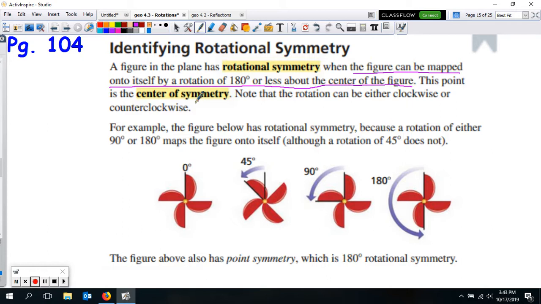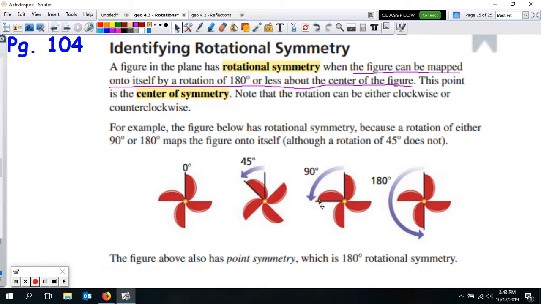And then this point is the center of symmetry. So the center of symmetry is the center of the figure. That's that point. And so we can see this little wheel here, this little pinwheel. Maybe you played with these when you were a kid, you used to blow them in the wind. But if you were to rotate it, does it have rotational symmetry, which means it can be mapped onto itself from 180 degrees or less. And so you can see as it goes 45 degrees, no, it's not the same as originally at 0 degrees.